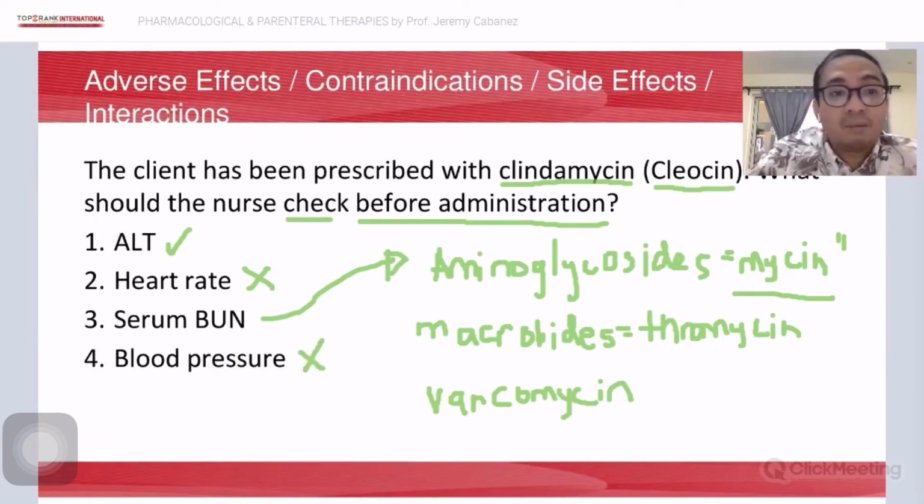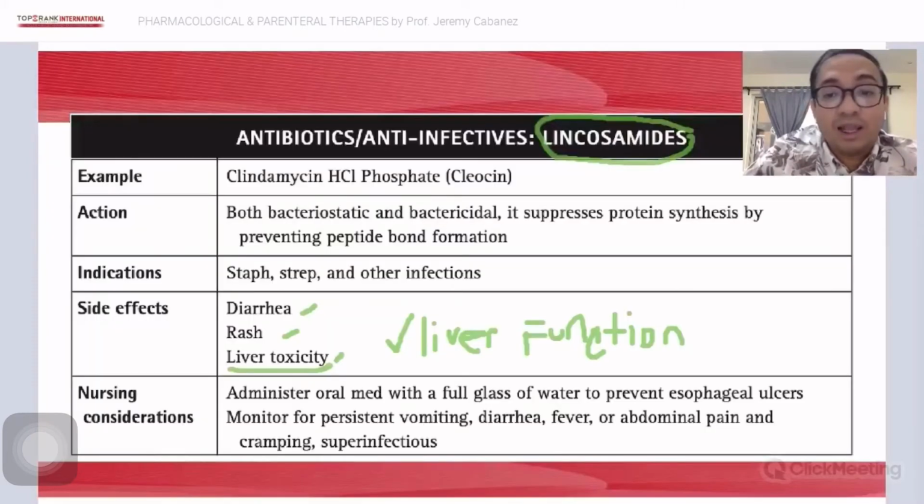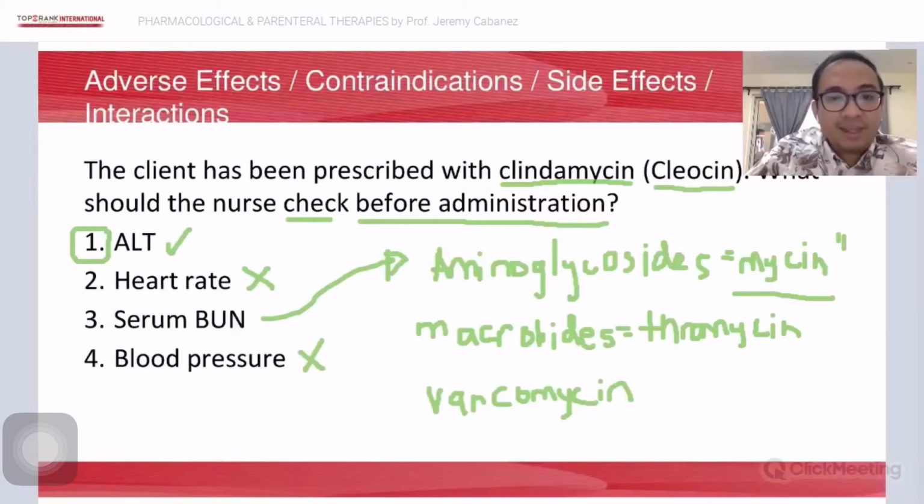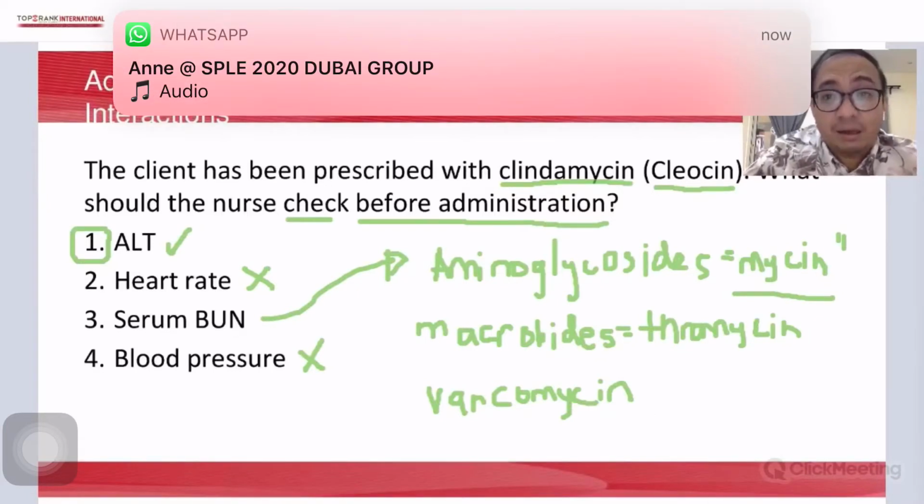Ang tatandaan, ang pinakamahalaga dito, nothing beats knowing the correct answer. Kaya tatandaan, ang clindamycin siya lamang yung nag-iisa. Okay? And the vancomycin, that is not included in aminoglycoside because they are called your lincosamides. Okay? So the correct answer is number 1. Okay na tayo dyan.